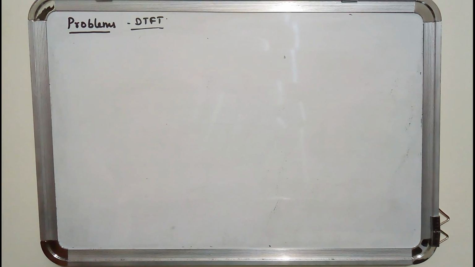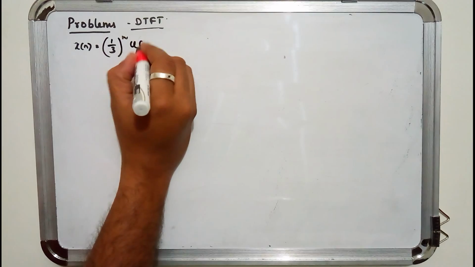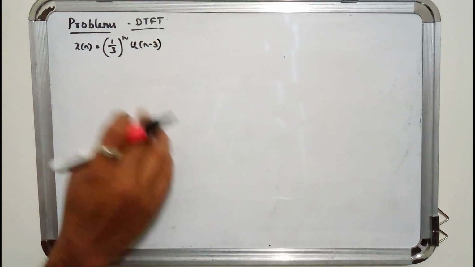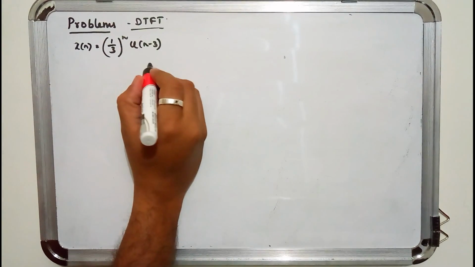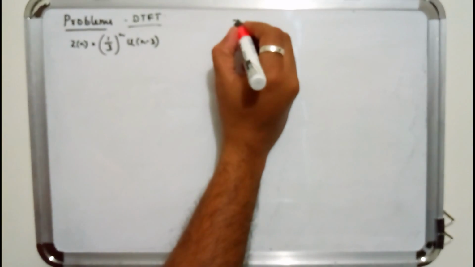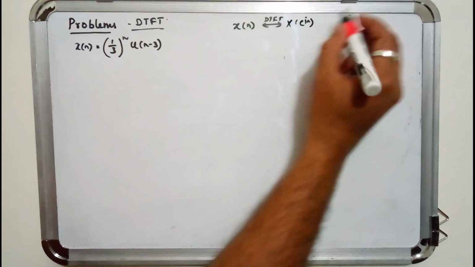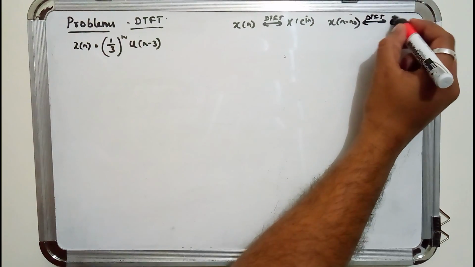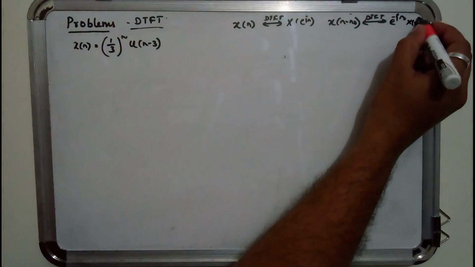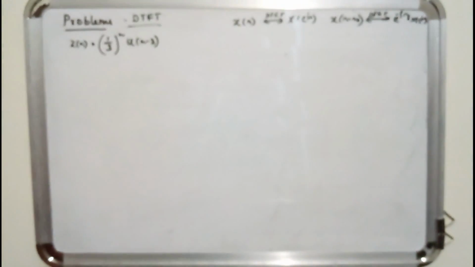So the same problem can be done in other way by using the properties of DTFT. Now the question here is x of n is equal to 1 by 3 power n u of n minus 3. Now we know the shifting property of DTFT. What is it? If x of n forms DTFT pair with X of e power j omega, then x of n minus n naught forms DTFT pair with e power minus j omega naught X of e power j omega. That means if you have a shift in the input, there will be exponential multiplication in the output.